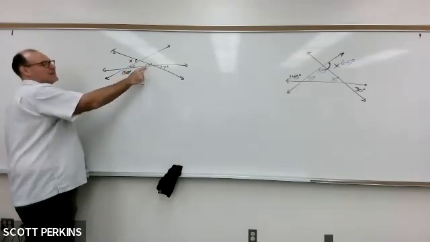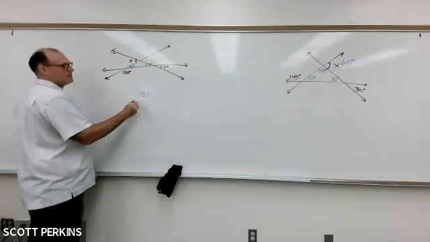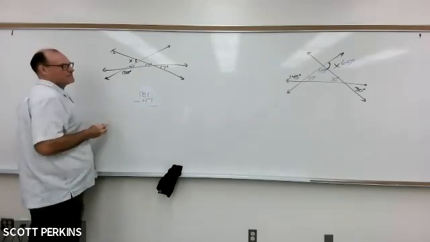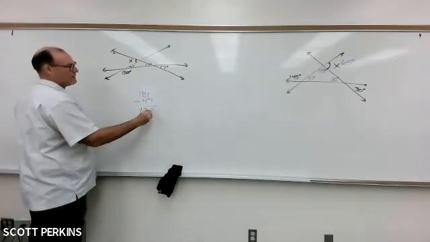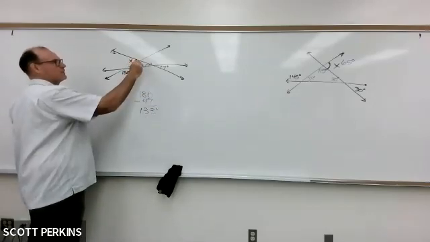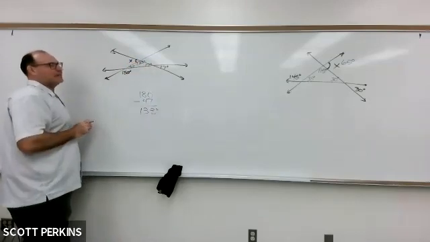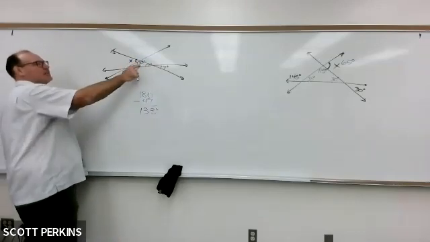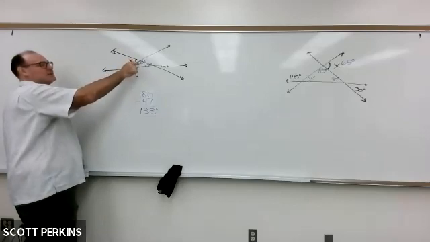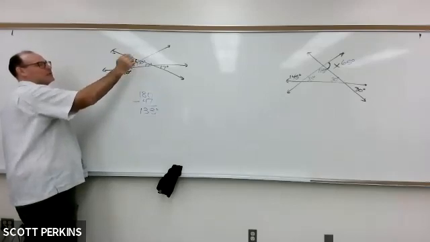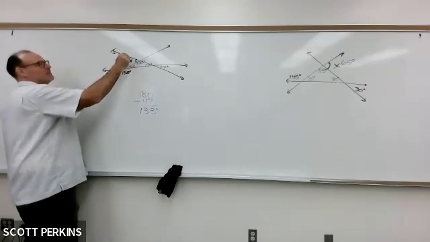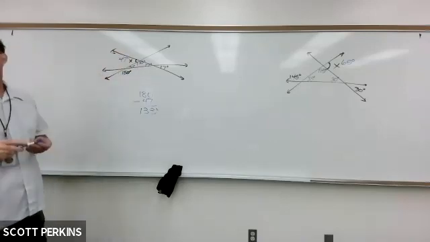30 and 17, that's 47. So inside the triangle, I've got 180 degrees minus the 47, that's 133. And then last but not least, that 133 and x, they are supplements, so they need to add up to 180 degrees. So that is 47 degrees is the value of x.